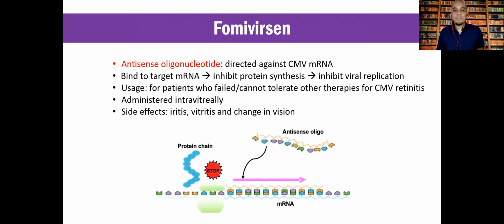And the last drug is fomivirsen. Fomivirsen is an antisense oligonucleotide directed against cytomegalovirus mRNA. Its use is limited to those who cannot tolerate or have failed other therapies for cytomegalovirus retinitis. The drug is administered intravitreally. The common adverse effects include iritis, vitritis, and changes in vision.